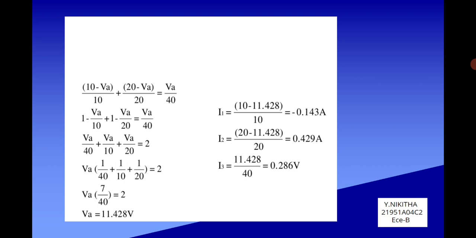I1 is equal to (10 minus 11.428) by 10, which is minus 0.143 amperes. I2 is equal to (20 minus 11.428) by 20, which is 0.429 amperes. I3 is equal to 11.428 by 40, which is 0.286 amperes.